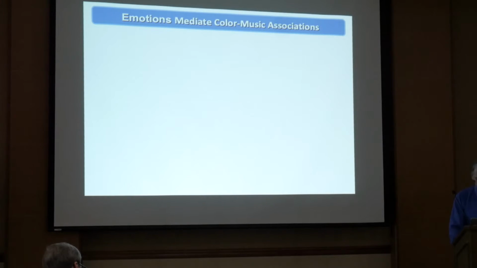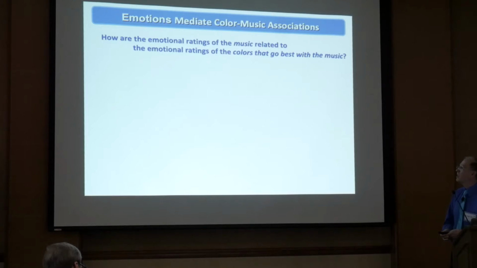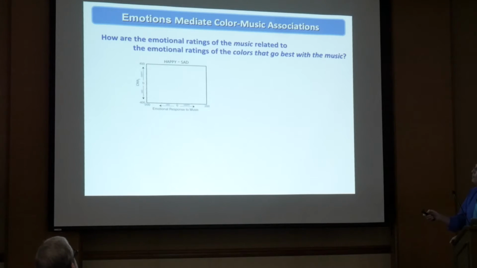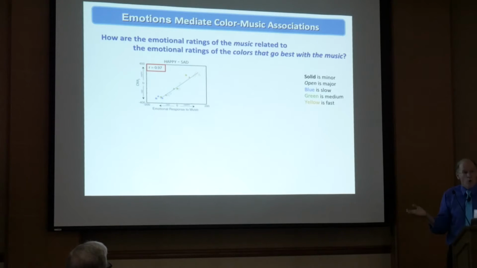All right, so what do we find? So what we're going to plot here is how happy versus sad is the music, and how happy versus sad are the colors that go with this music. And we're looking for correlations, right? So, happy versus sad is 0.97.